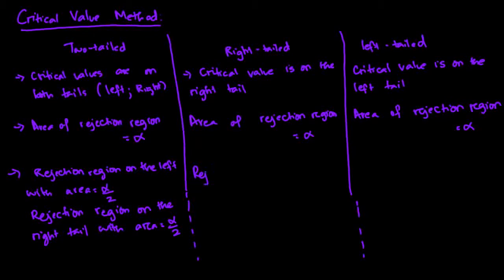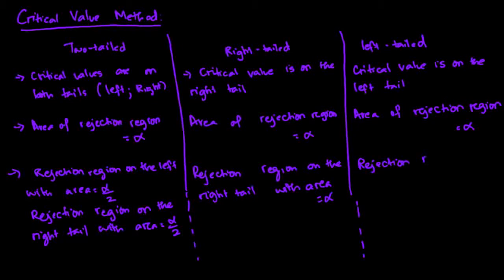So the rejection region for a right-tailed test is on the right tail, and its area would just be equal to alpha. For a left-tailed test, the rejection region is on the left tail, with area equal to alpha. So let's take a quick example.